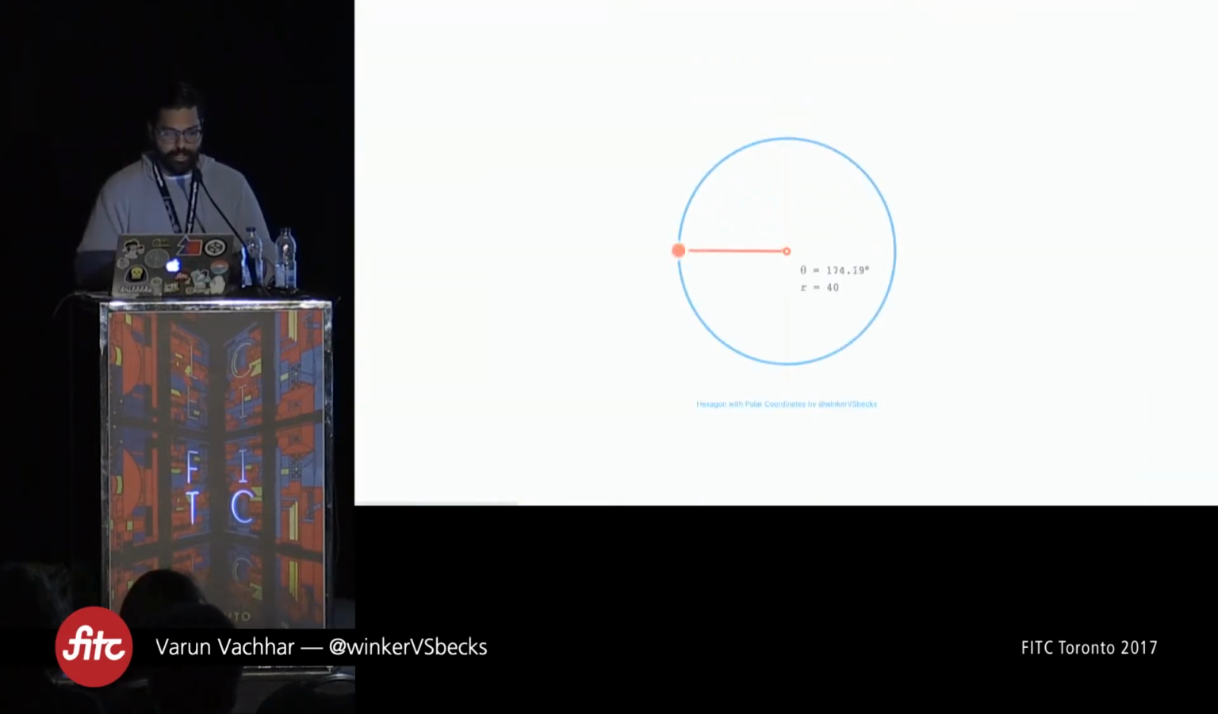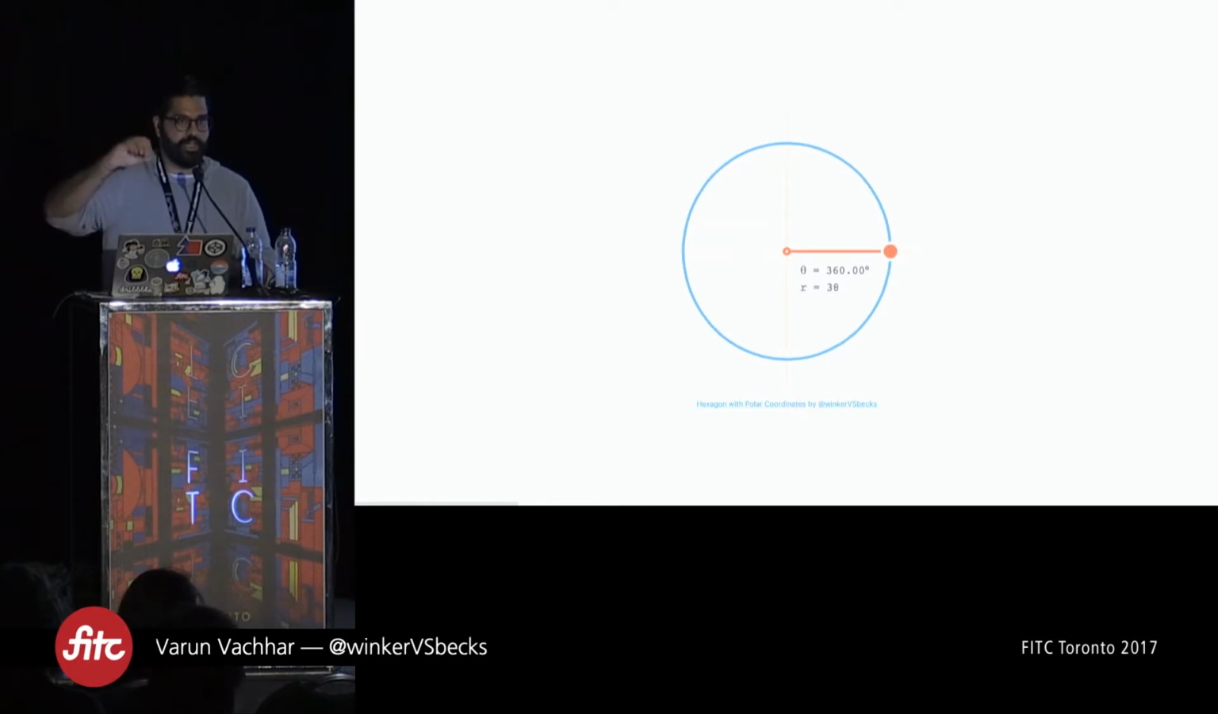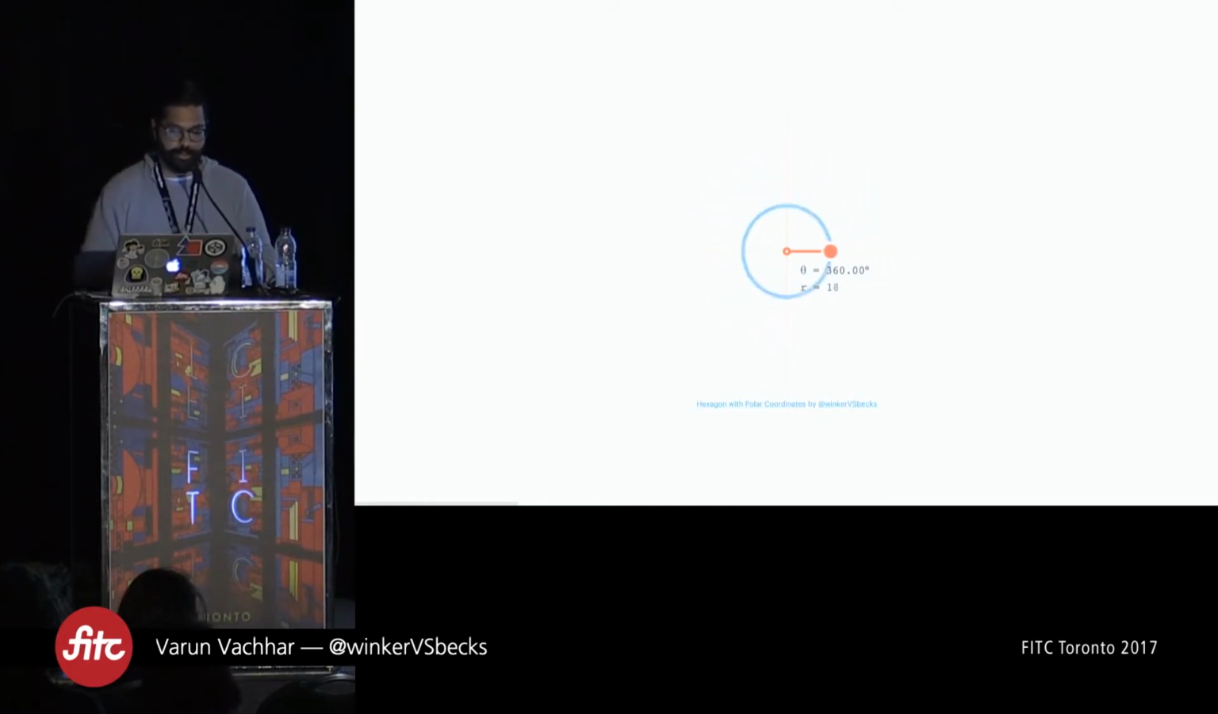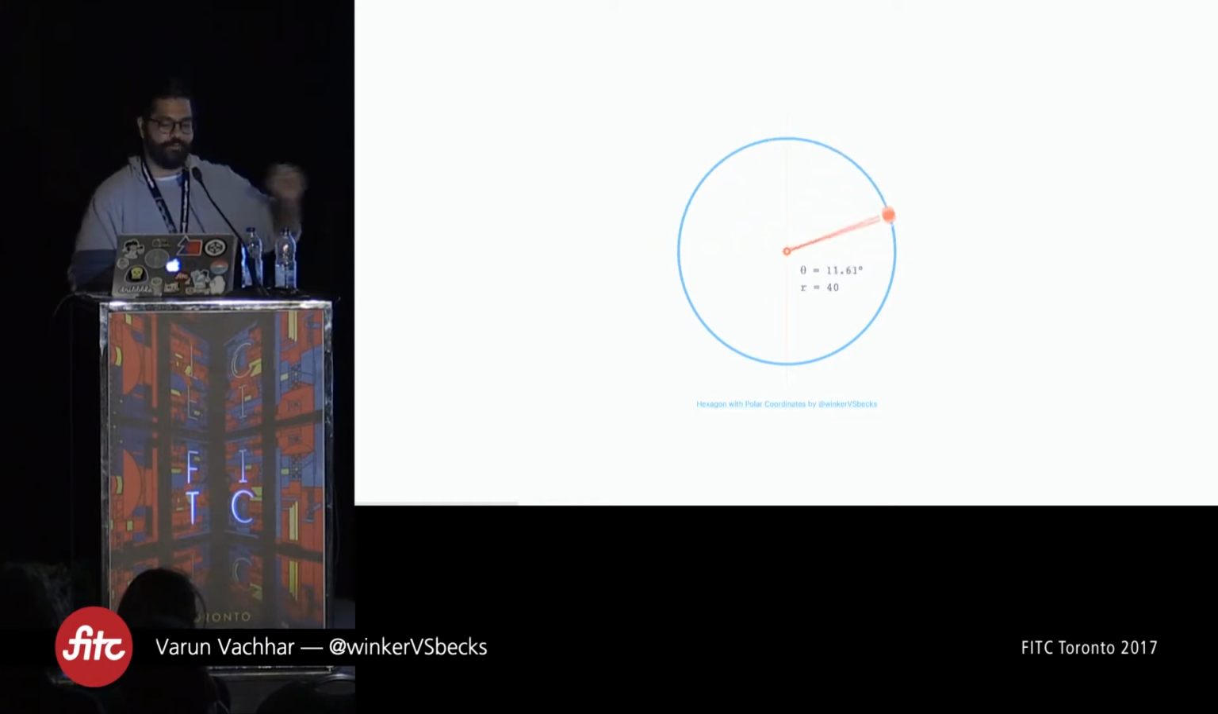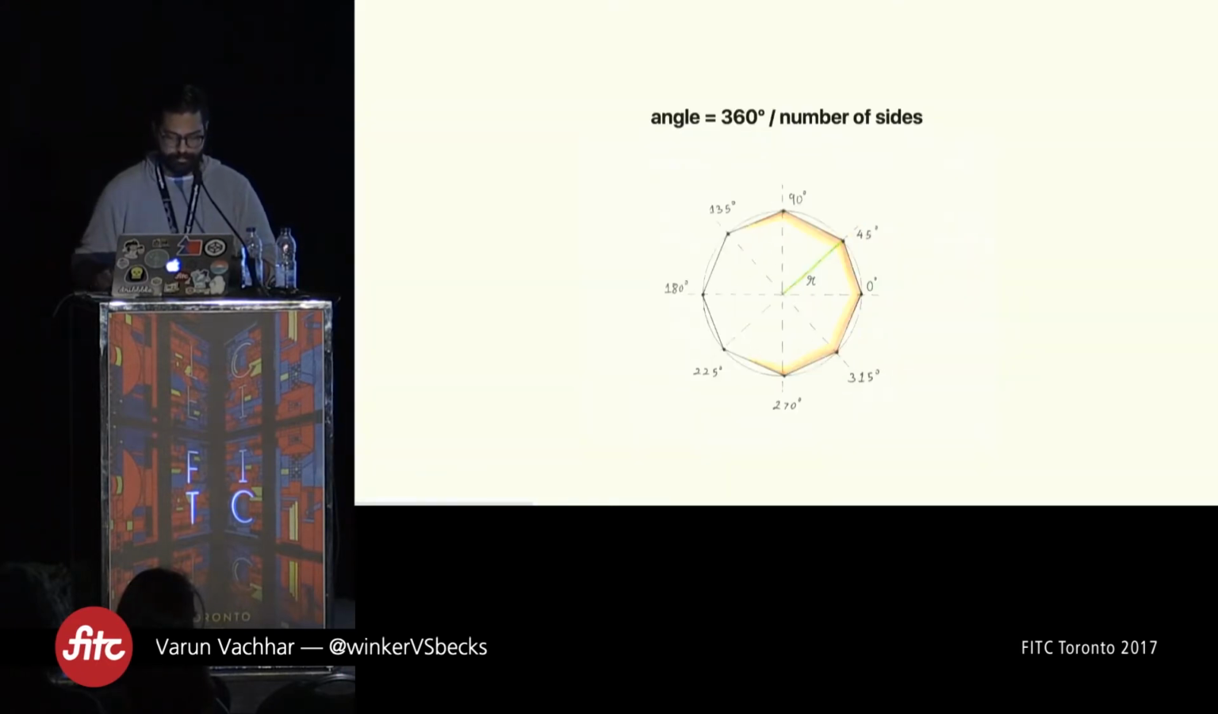So in this scenario, theta allows us to control the direction in which we want to place the point, and the radius allows us to control how far away we want that point to be from the origin of our 2D canvas. So why am I telling you about this? Well, when we're dealing with regular polygons, these come in really handy.